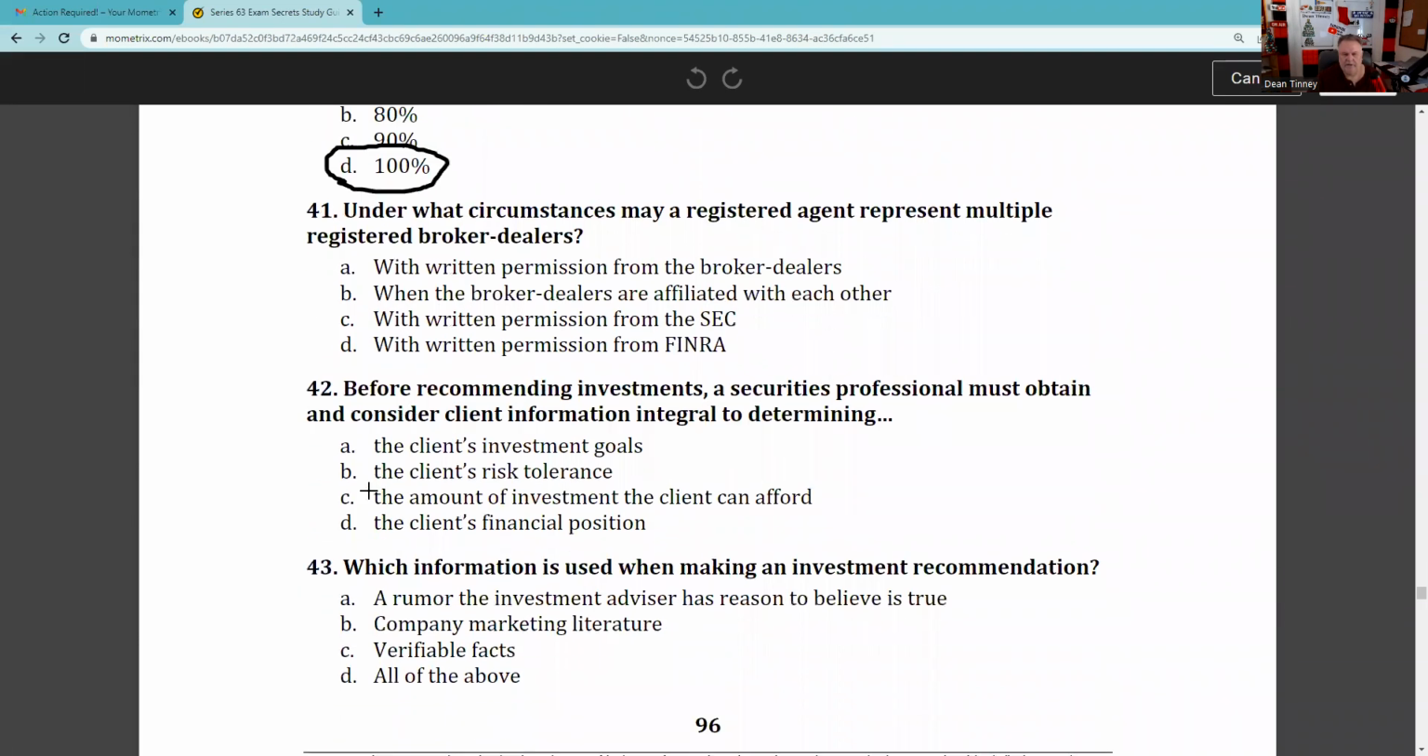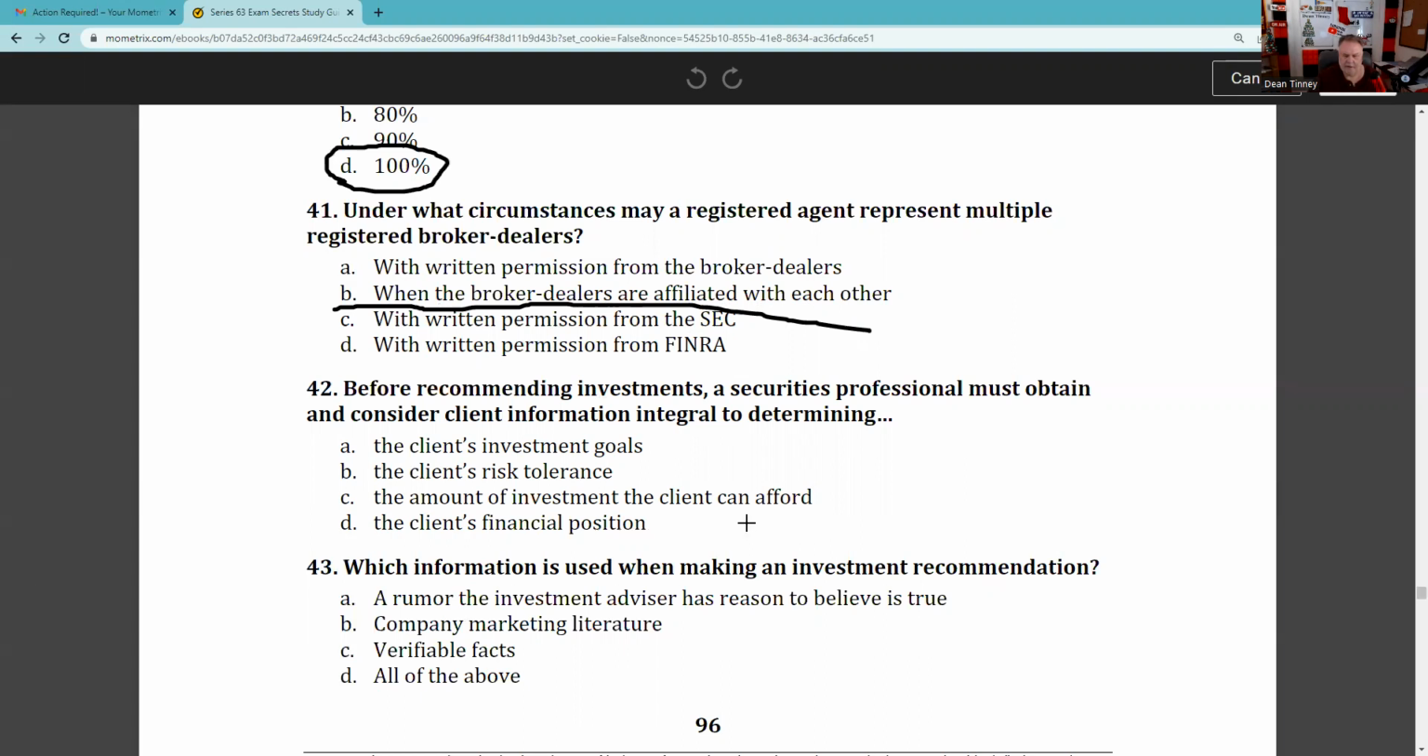Under what circumstances may a registered rep represent multiple registered broker-dealers? This is testable. With written permission from the broker-dealer, no. When the broker-dealers are affiliated with each other. So at a large, global financial superpower, like JP Morgan or Bank of America or BlackRock, there may be more than one broker-dealer. Those broker-dealers are affiliated, and that would be okay.